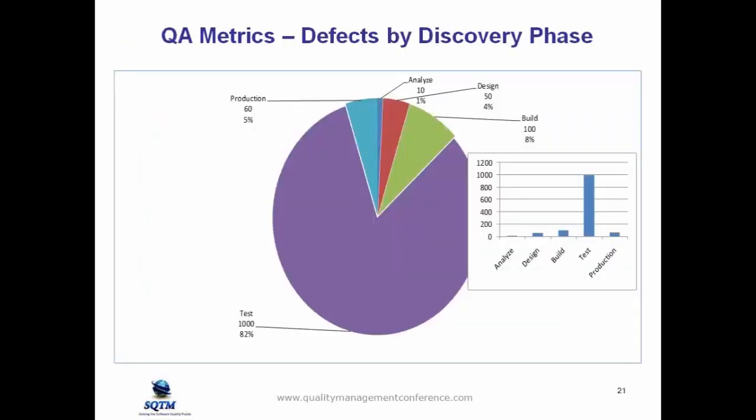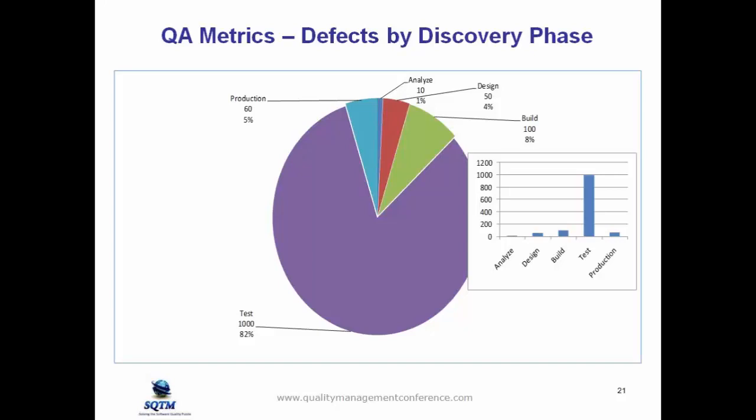So let's get into some of these defects, and you can see how we use them. I'll just try to provide a brief overview of some. We have gathered all of the defects by discovery phase. So if we look at some of this data here, basically we see that 82% of the defects were found in testing. We can see that 8% were found in build, probably as a result of their unit testing. We can see that 4% were found in design, 5% found in production, and 1% in analyze.